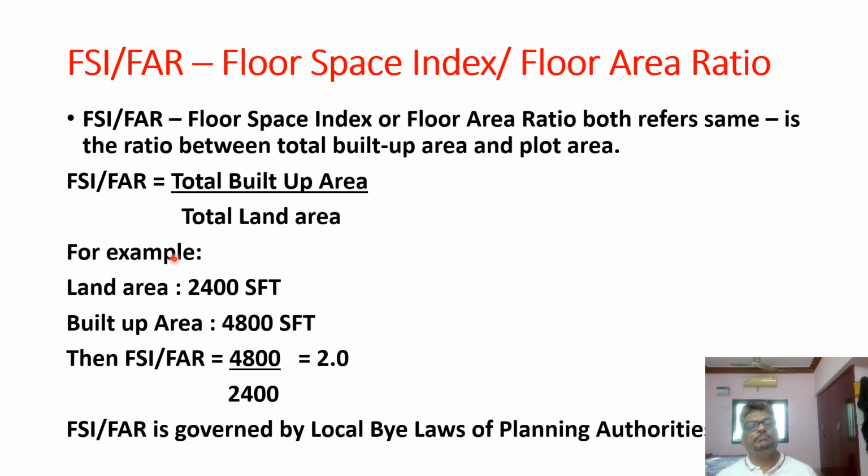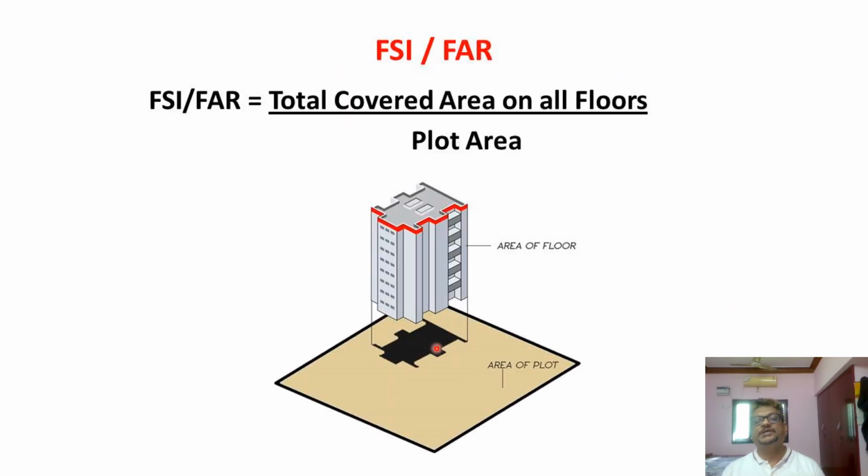Let us take an example here. Let us calculate how the FSI is calculated. The land area is 2,400 square feet, say it is 1 ground, and the built up area is 4,800 square feet. Then the FSI or FAR will be 4,800 upon 2,400, that is total built up area divided by land area, equal to 2. So here the FSI factor is 2. You can see here the total plot area, and this is the total built up area. So to calculate the FSI, the total built up area in all the floors divided by the total plot area will give you the FSI.